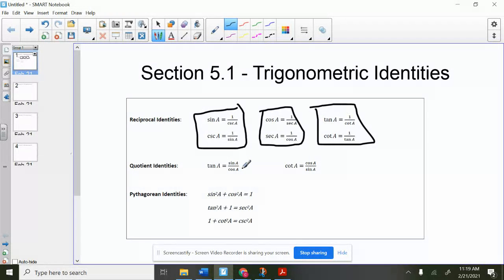Sometimes you can use these quotient identities. Remember, quotient means division. So if I have both sine and cosine, I can divide them, simplify it, that gives me tangent, or vice versa. If I have cosine divided by sine, that's cotangent. So what we're going to look for is, given a certain value, like sine equals 2/3, what is something else? And these do get tricky.